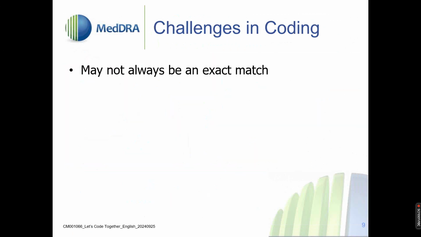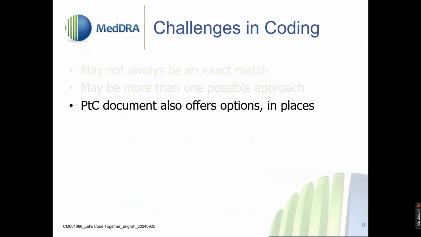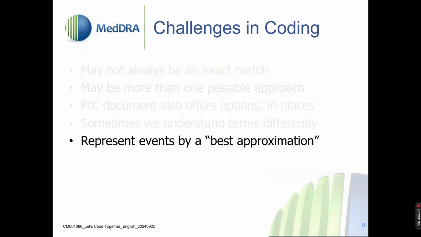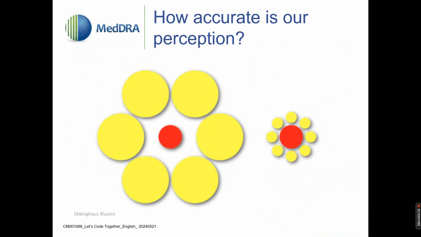Coding, very often there's not an exact match, and this is why we do these sessions. Sometimes, as you'll see, there's more than one possible way to code a verbatim term. And even the Points to Consider document offers options in places where there may be several approaches. Sometimes it's a case that when we read a term, we understand the term differently. So when we do code, what we say is that we code by making the best approximation and selecting the best LLT we can. But overall, we must always code as reported. That's what you'll see today. No assumptions at all. And we always include a picture like this. We say perception.